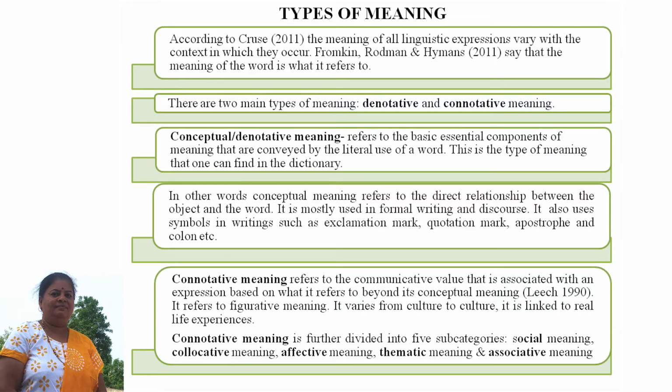It varies from culture to culture. It is linked to real life experiences. Connotative meaning is further divided into five subcategories: social meaning, collocative meaning, affective meaning, thematic meaning, and associative meaning.